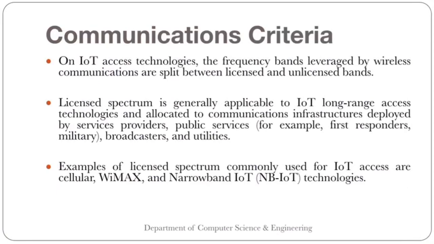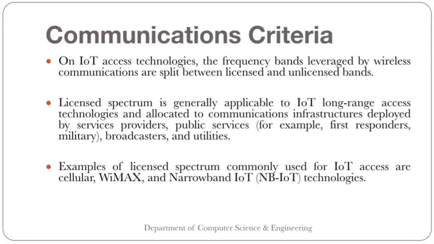Okay, now what is that licensed and unlicensed? So licensed spectrum is generally applicable to IoT long range access technologies and allocated to communications infrastructure deployed by service providers, public services, for example first responders, military or broadcasters and utilities. So license means they have purchased that particular frequency band, and in that long range communication, they're transmitting the signal or the information.